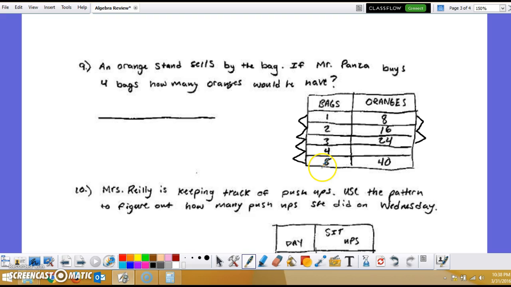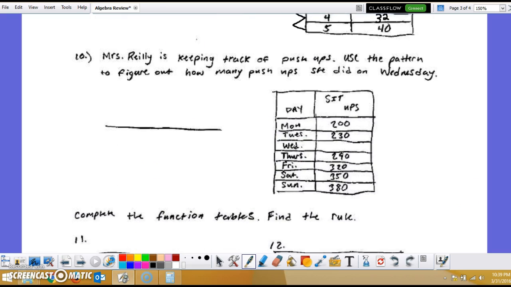If you were looking for total number of bags, well, the rule here is increase by 1. However, we're looking for total number of oranges if you bought 4 bags. So notice that we start at 8, 16, 24. Each time we're increasing by 8, which means if I bought 4 bags of oranges, I would have a total of 32 oranges.